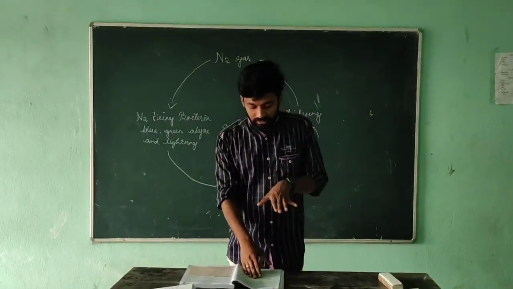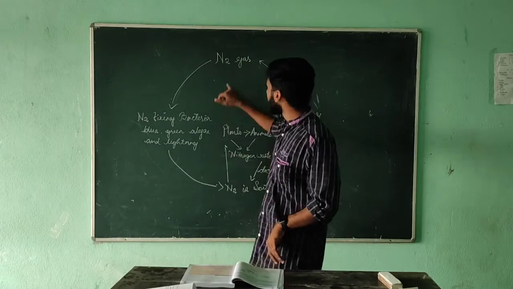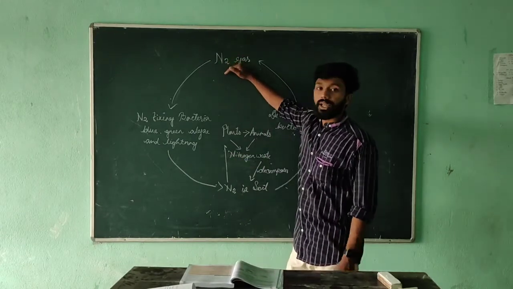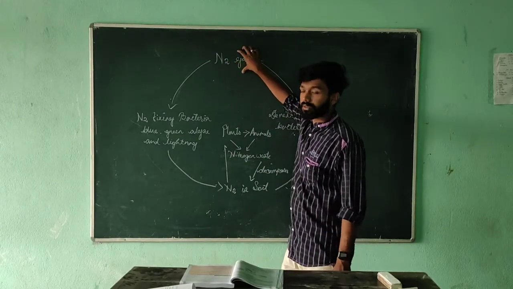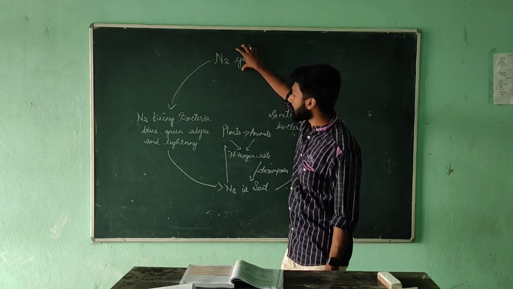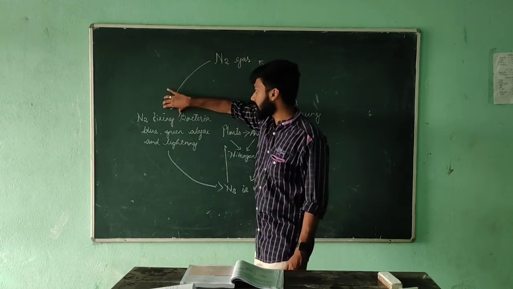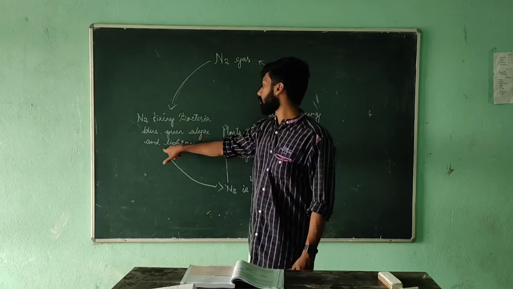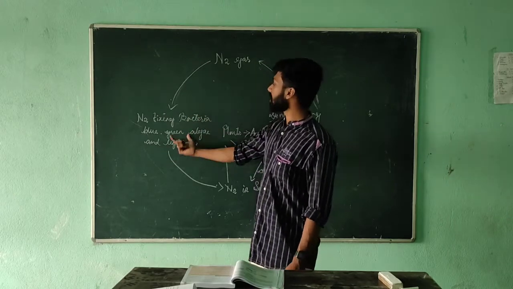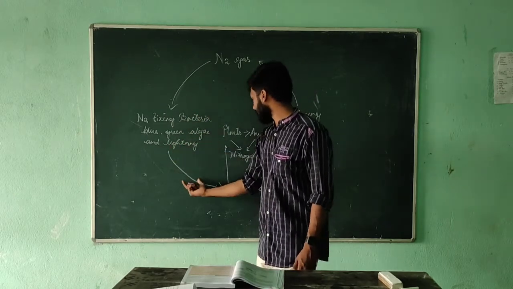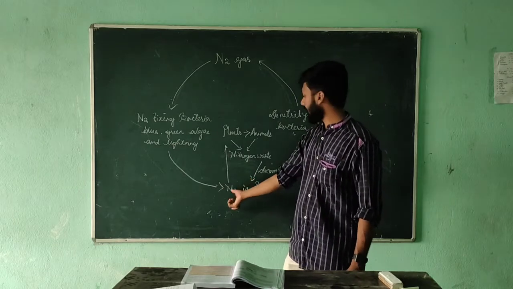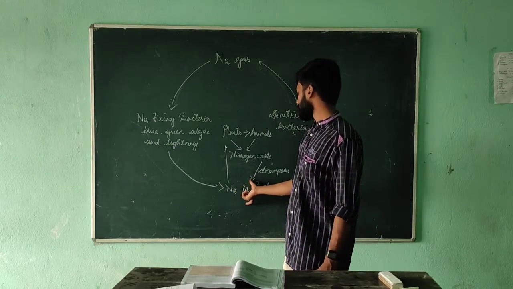So what is the nitrogen cycle? Look, here nitrogen gas is present in the atmosphere. There are nitrogen-fixing bacteria, blue-green algae, or lightning. By these three processes, nitrogen can be directly fixed into the soil. So nitrogen is now fixed in the soil.